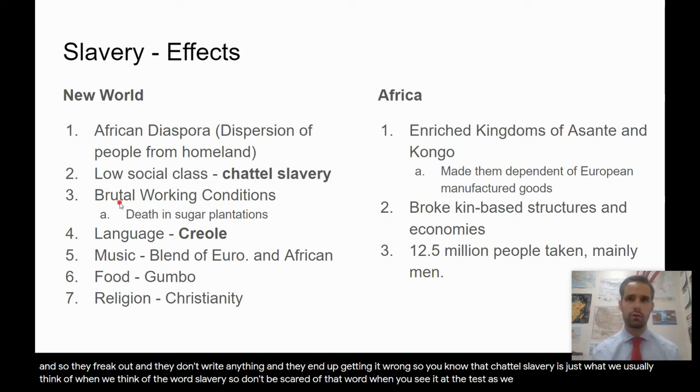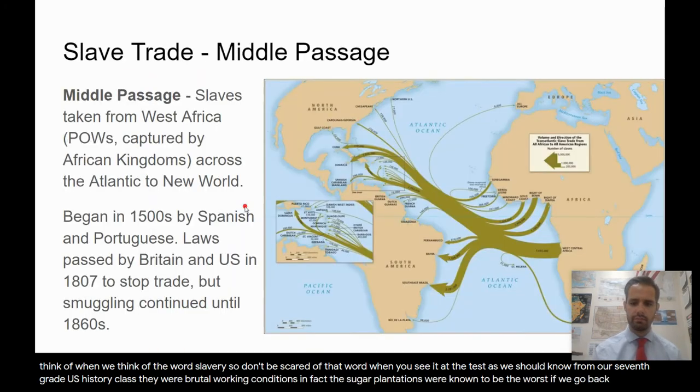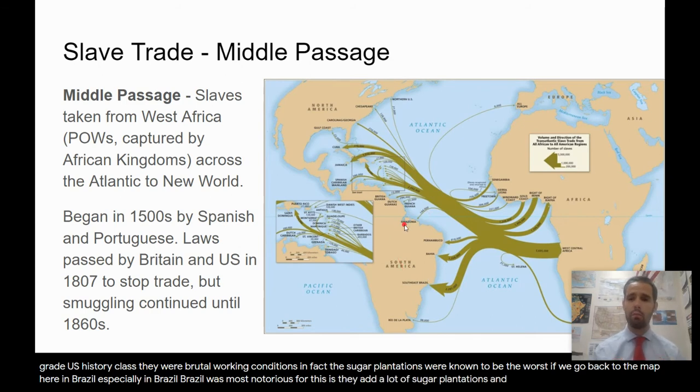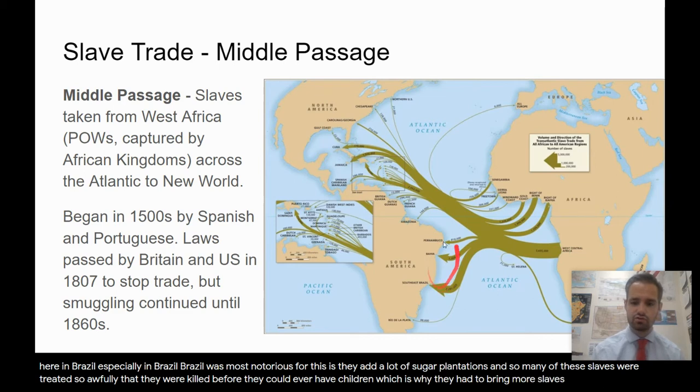As we should know from our seventh grade U.S. history class, there were brutal working conditions. In fact, these sugar plantations were known to be the worst. If we go back to the map here, Brazil was most notorious for this. They had a lot of sugar plantations, and so many of these slaves were treated so awfully that they were killed before they could ever have children, which is why they had to bring more slaves into Brazil.